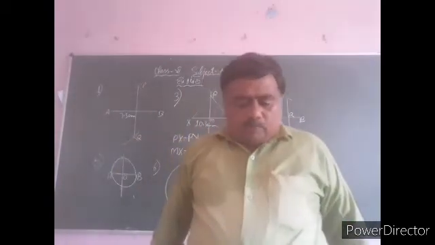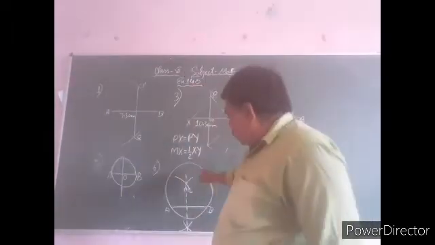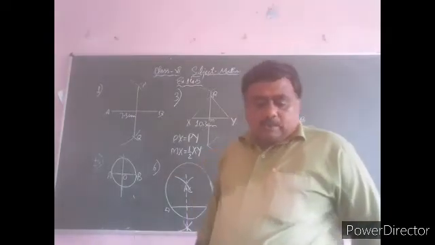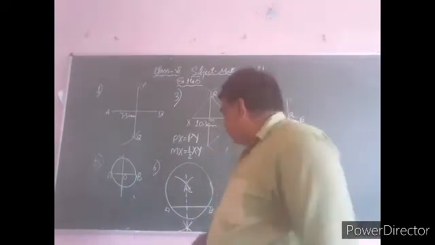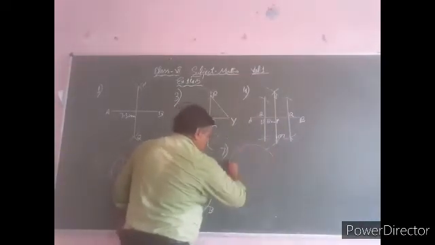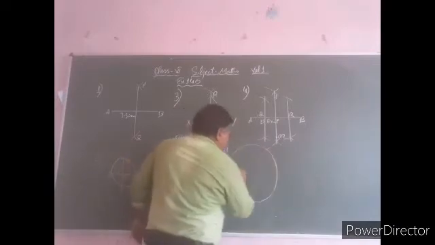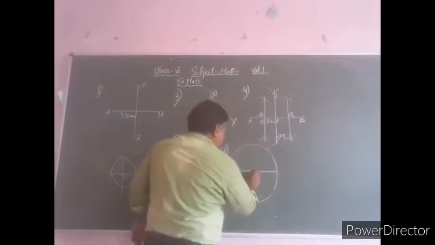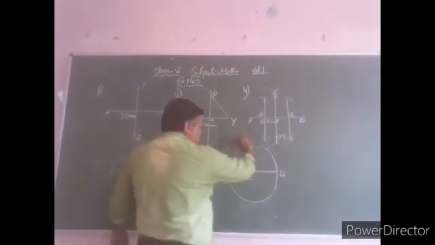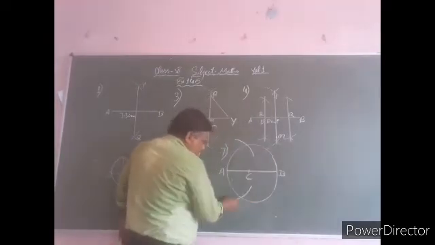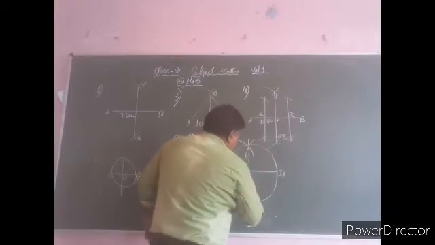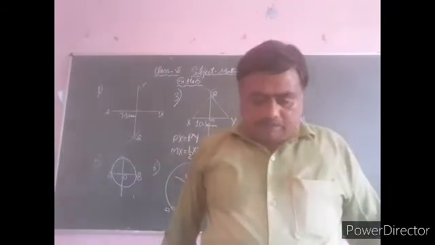Question number 7. Repeat question 6. If AB happens to be a diameter of the circle, with C on it, draw the perpendicular bisector: from A, this arc; from B, this arc; join, and it will pass through C.